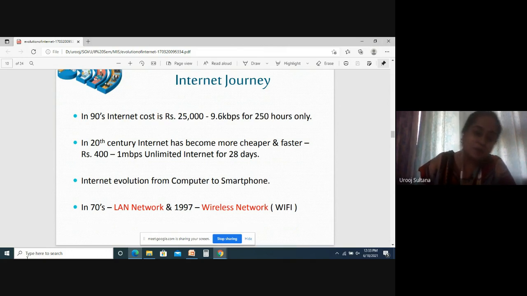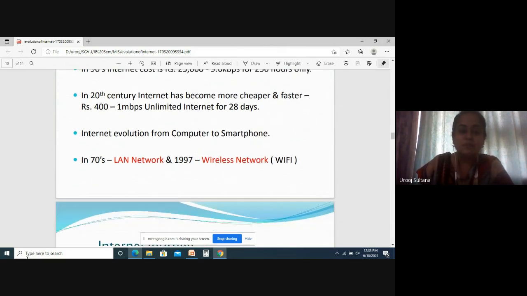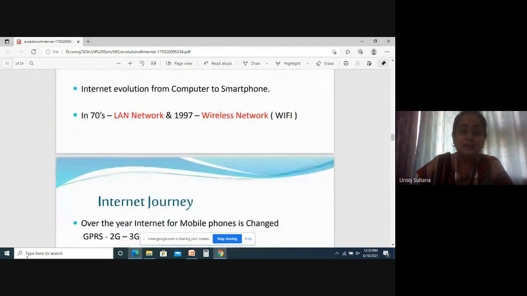LAN networking has also been discussed in previous lectures, and in 1997, wireless network, that is Wi-Fi, has also been already discussed in our previous lectures. So now come to the next topic, that is internet journey.